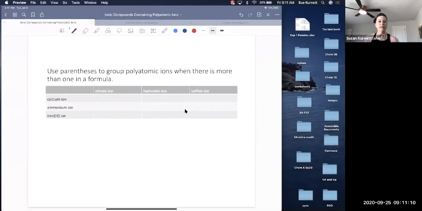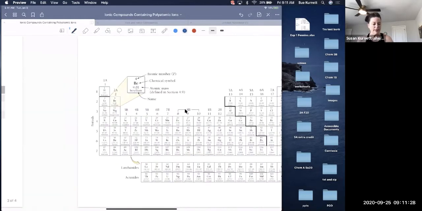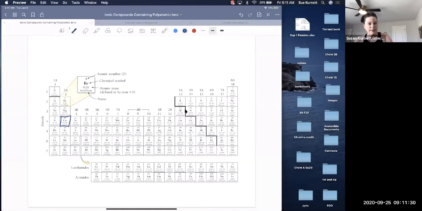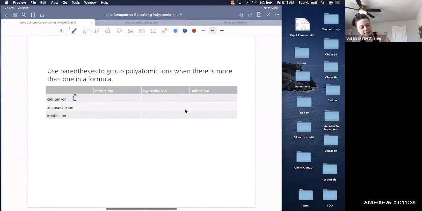We're still going to put things together, cations and anions, in a way that they add to 0. And if our anion is polyatomic, or a cation, the only polyatomic cation is ammonium, and there's more than one, we use parentheses. So here I have calcium ion. I look on my periodic table, I find calcium. Calcium is in group 2. Metals in group 2 lose 2 electrons to be isoelectronic with the previous noble gas. So calcium's formula, calcium ion, is that.